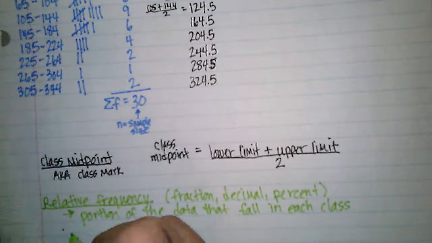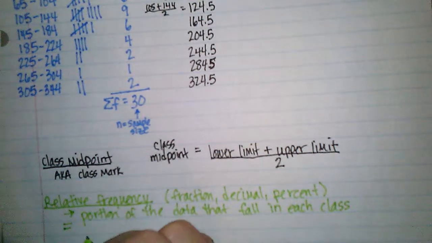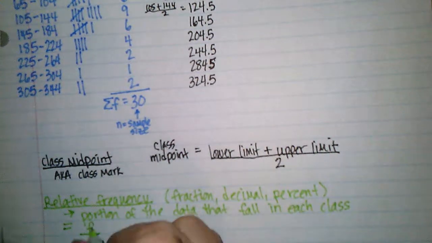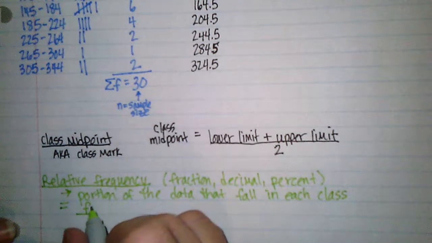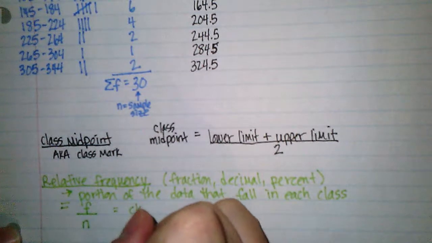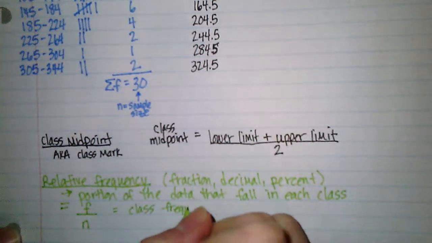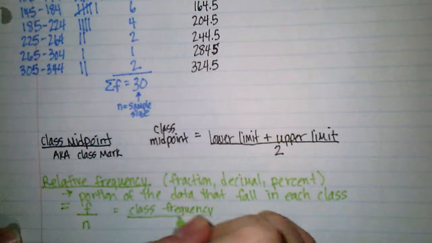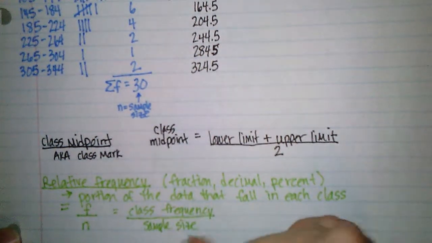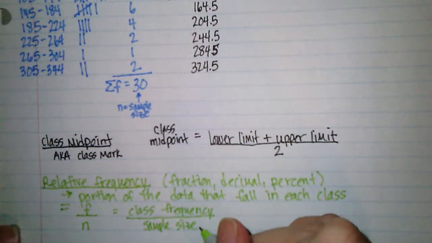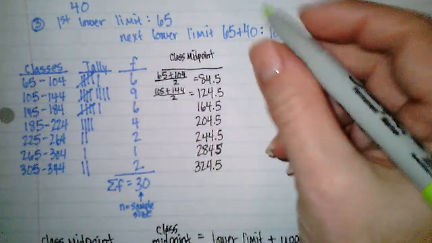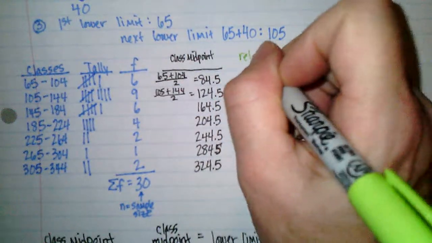To calculate relative frequency, we're going to take the class frequency, not the total frequency, divided by the sample size. So this is class frequency, which will be found in the F column that we created, divided by sample size, which was the total number of data values. So we'll do that here. We will make a column for relative frequency.